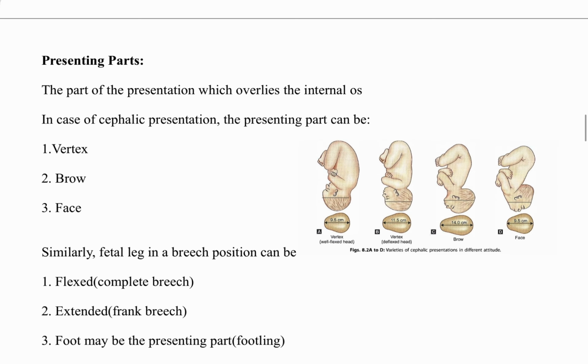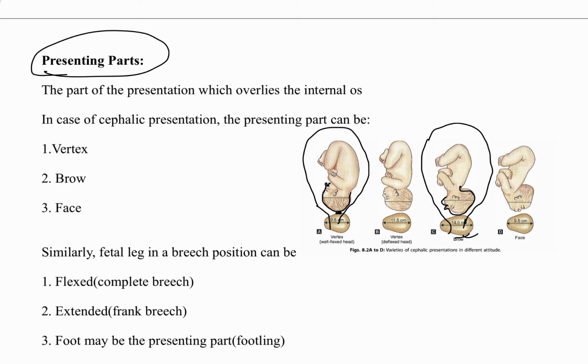But let's move on. In some cases you can see that the head is flexed in typical cephalic presentation, where the vertex is the presenting part. But in some cases the head may be deflexed, right? So we'll be coming back to this, but let's talk about the definition of presenting part before going to that. So the part of the presentation which overlies the internal os is the presenting part of the fetus, and in case of cephalic presentation, in most of the time the vertex is going to be overlying the internal os, so the presenting part is going to be vertex.